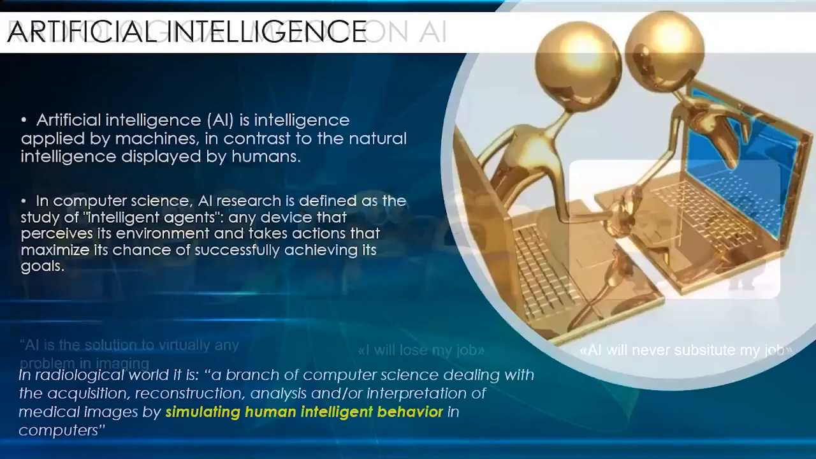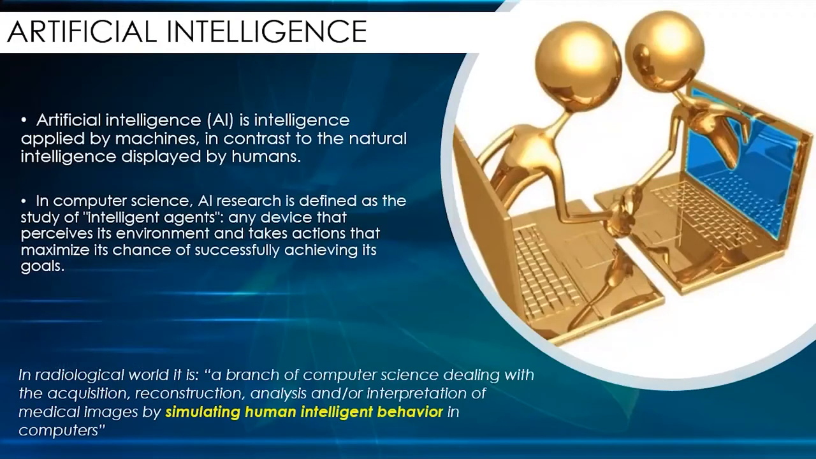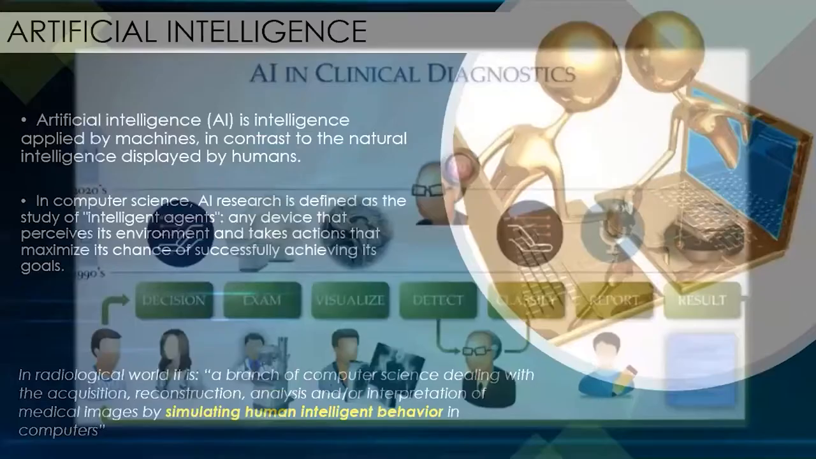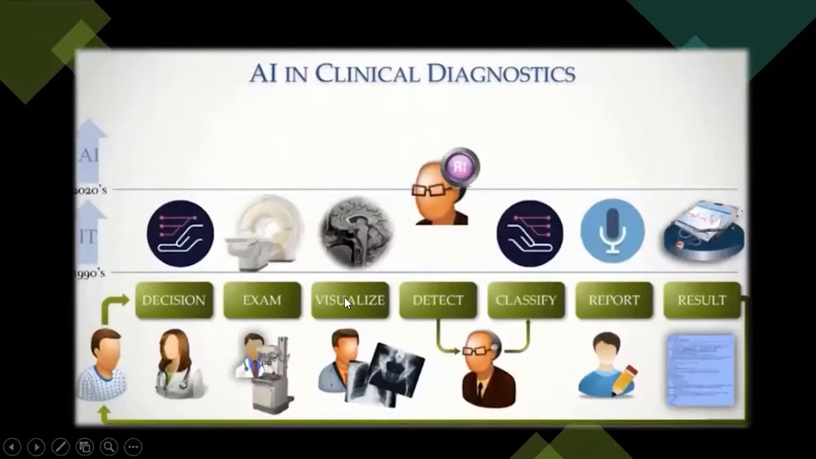But now let's start with the definition of artificial intelligence. Artificial intelligence is intelligence applied by the machine, in contrast to the natural intelligence displayed by humans. In the radiological world, it is a branch of computer science that deals with the acquisition, reconstruction, analysis, or interpretation of medical images by simulating intelligent human behavior, using the computer. Therefore, we can use this technique in several steps of the radiological workflow, starting from the patient's entrance to the hospital, or regarding the protocol, detection of lesions, classifying, and writing the report. So we have a lot of possibilities in which we could apply artificial intelligence.